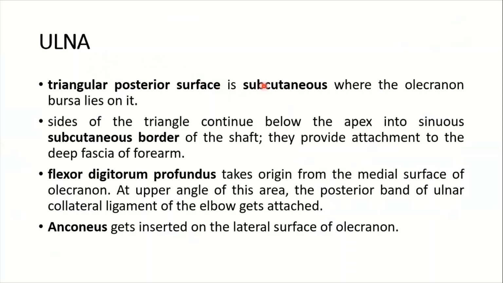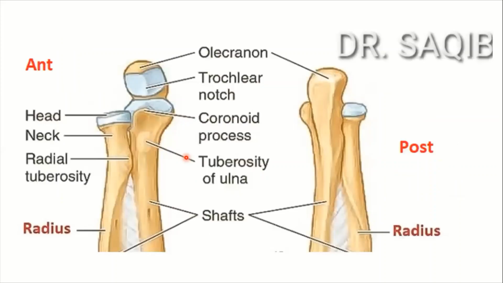The triangular posterior surface of the ulna is subcutaneous, where the olecranon bursa lies on it. Sides of the triangle continue below the apex into the sinuous subcutaneous border of the shaft. They provide attachment to the deep fascia of the forearm, the subcutaneous border. Here you could see this is the olecranon, this is the posterior aspect, and this is the subcutaneous posterior border of the ulna.